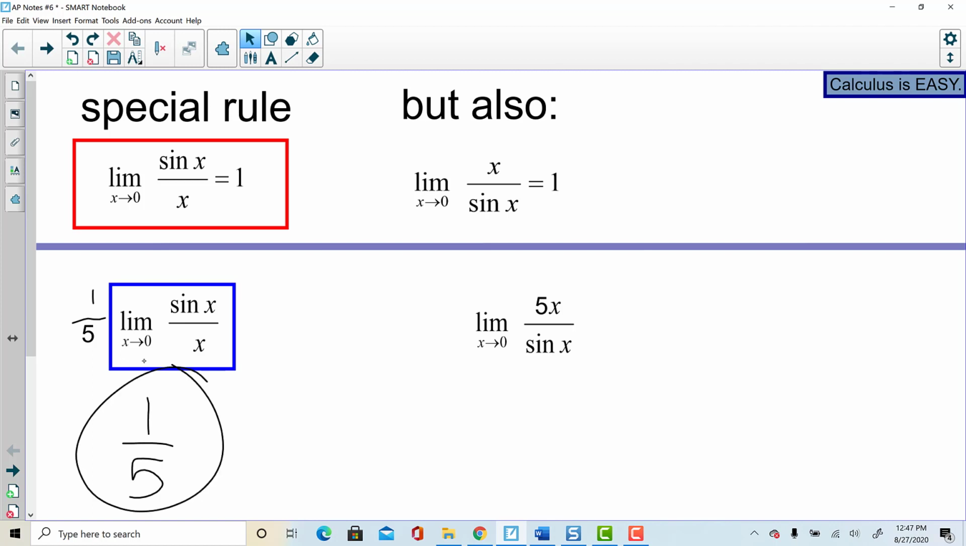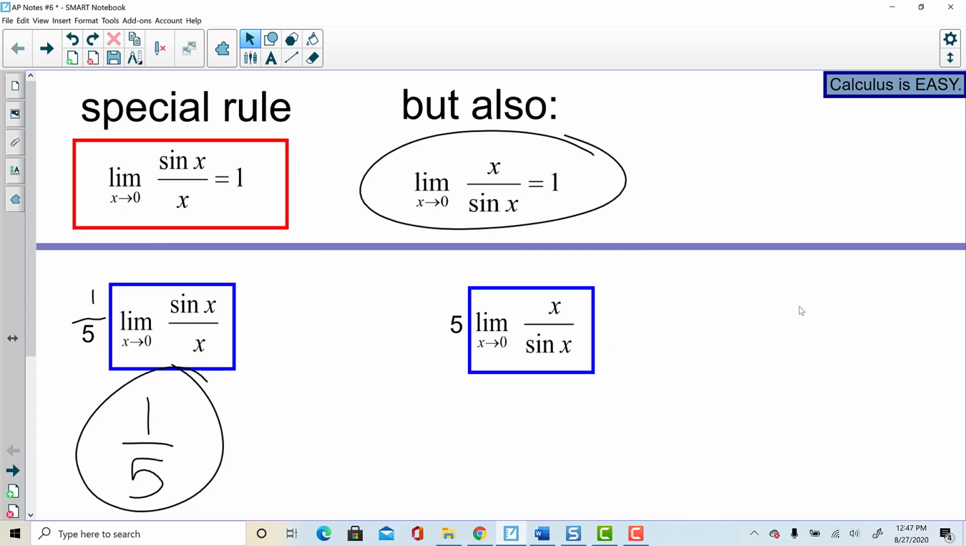The same rule applies if it's upside down. The limit is still going to be 1. In this case, we just need to bring the 5 out. And again, what you see in that blue box is just going to equal 1. So we end up with 5 times 1, which is just 5.